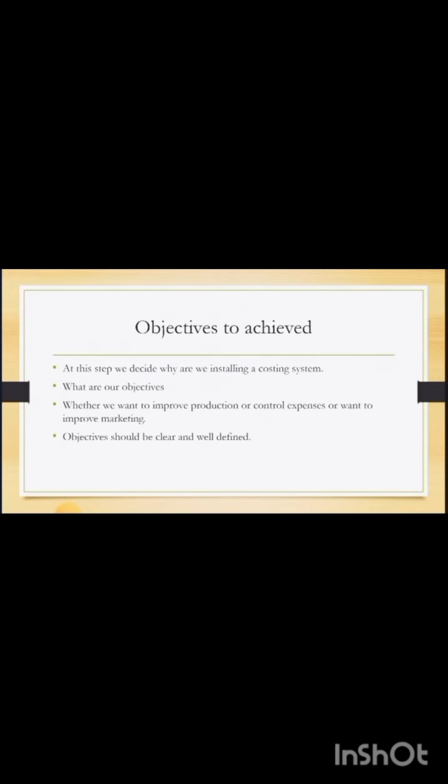Objectives to be achieved. At this step, we will decide why we are installing the cost system and what our objectives are. Objectives will differ from organization to organization. Mainly the basic objectives for installation of cost accounting is whether we want to improve the production or cost expenses or we want to improve the marketing. And finally, setting our objectives, and our objectives should be clear and well defined.